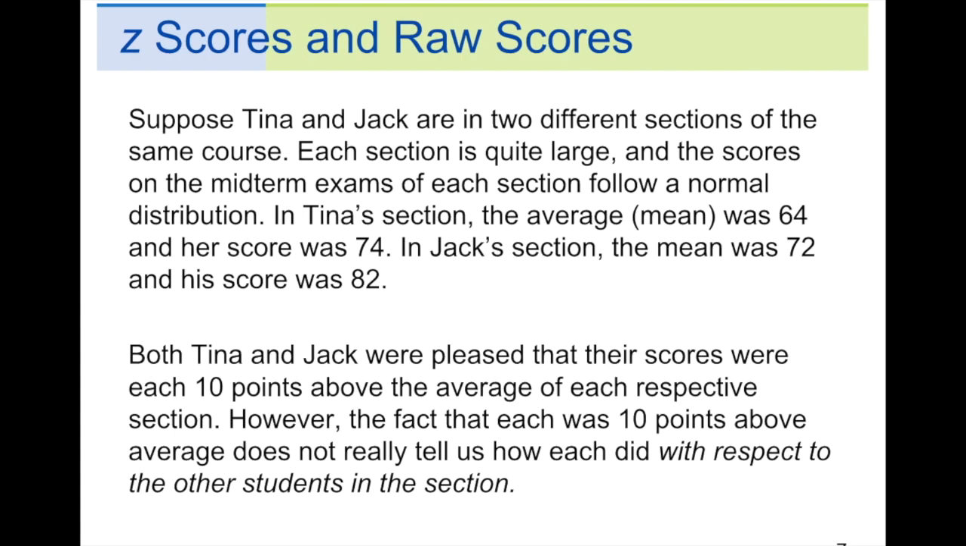Suppose Tina and Jack are in two different sections of the same course. Each section is quite large, and the scores on the midterm exams of each section follow a normal distribution. In Tina's section, the average was 64 and her score was 74. In Jack's section, the mean was 72 and his score was 82. Both Tina and Jack were pleased that their scores were each 10 points above the average of each respective section. However, the fact that each was 10 points above the average does not really tell us how each did with respect to the other students in the section.